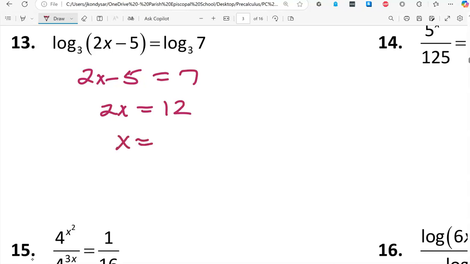Adding 7 and dividing by 2, x is equal to 6. There's only a single variable logarithm in this equation, so it's not going to be necessary to check, but you certainly can.